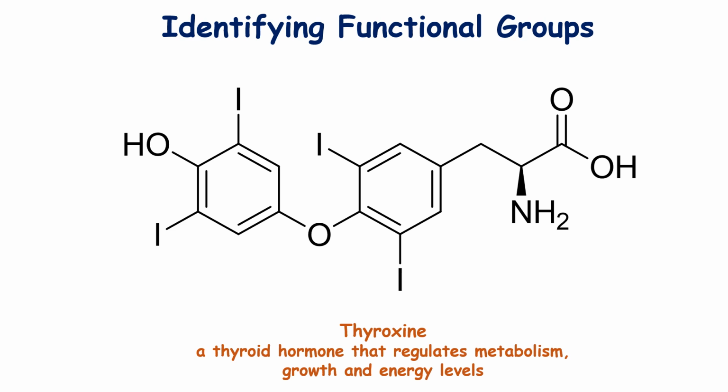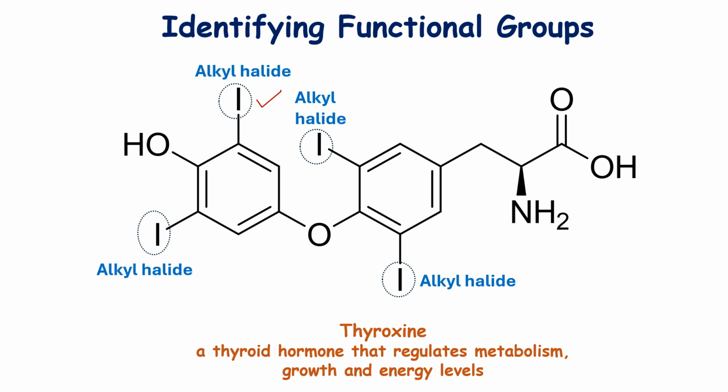This is thyroxine, a hormone produced by the thyroid gland. It regulates metabolism, growth, and energy level in the body. In the thyroxine molecule, there is one functional group that is repeated 4 times. Iodo is a halide, so we can say that we have alkyl halides.